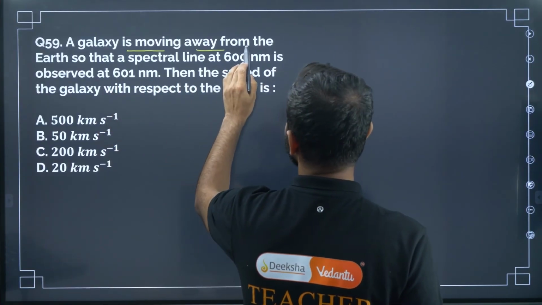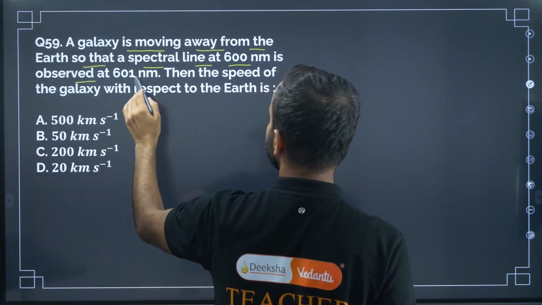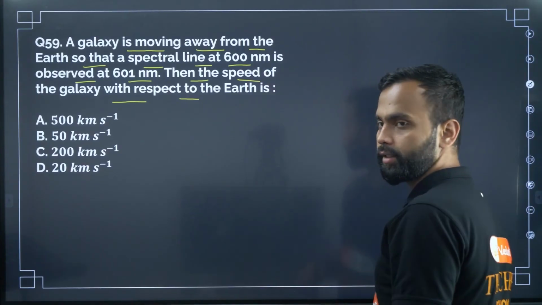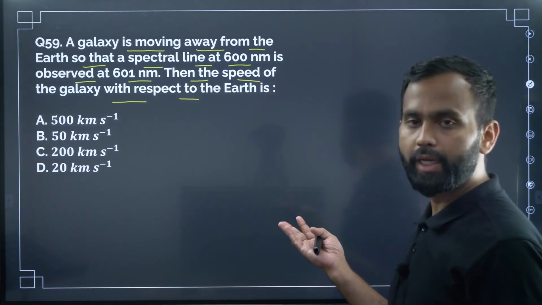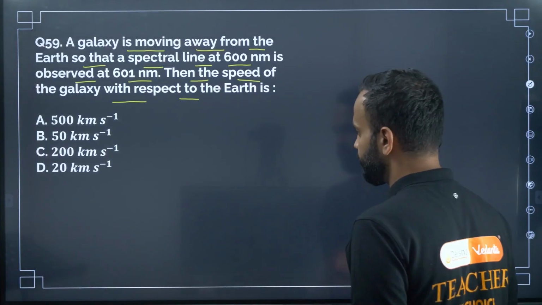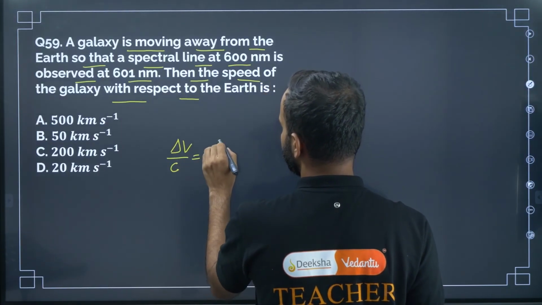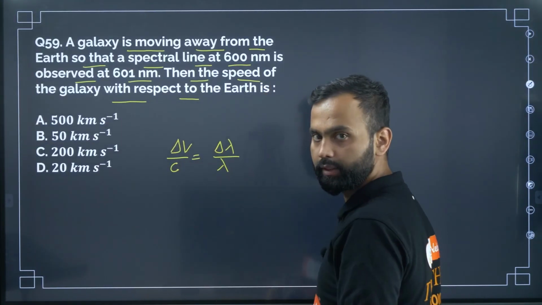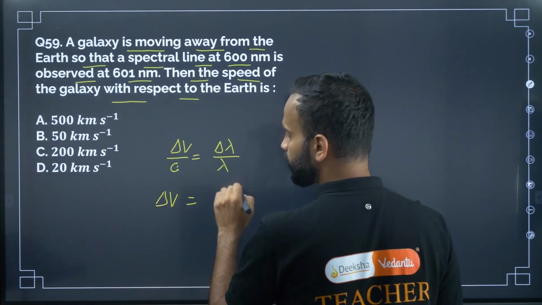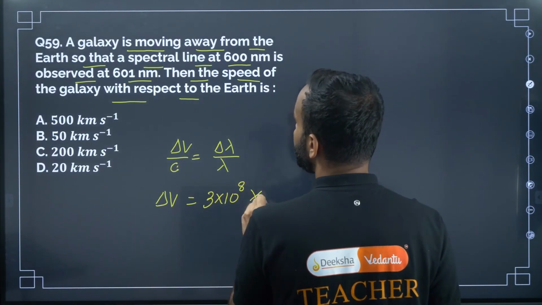A galaxy is moving away from the Earth so that the spectral line at 600 nanometer is observed at 601 nanometer. Then the speed of the galaxy with respect to the Earth. So this is from the Doppler effect, right? We need to find the speed of the galaxy with respect to the Earth. So we know that delta V divided by C is equal to delta lambda divided by lambda, isn't it? So now delta V, the speed of the galaxy with respect to the Earth, equals C, the speed of light in vacuum, that is 3 into 10 to the power 8, into delta lambda.